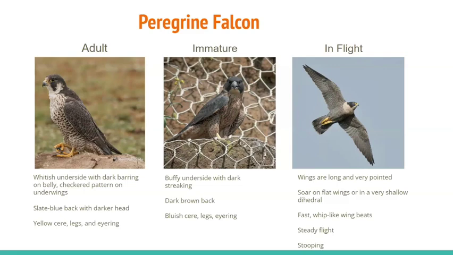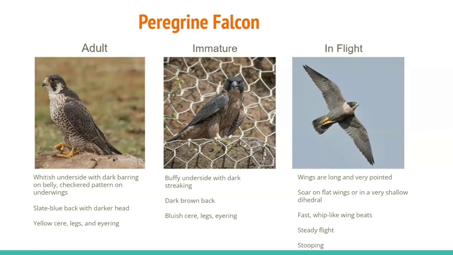For immature peregrines, they have a more buffy underside with dark streaking. Also a dark brown back that lacks that slatey blue color. And instead of yellow, they have a bluish cere, blue legs, and a blue eye ring.